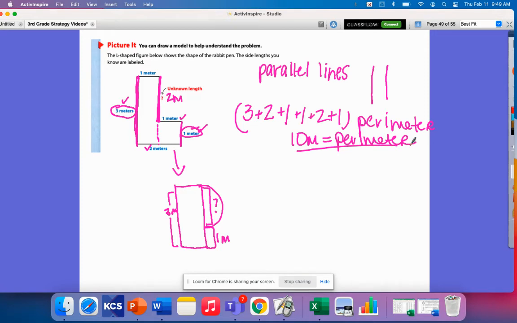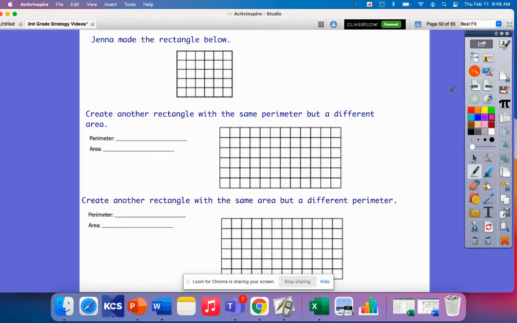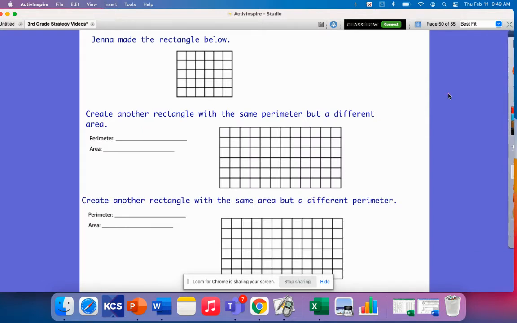Now let's connect what we know about perimeter and area, and let's put them together. You're going to come across some problems that ask you to make those connections between the perimeter and area of a figure and talk about what's similar and what's different about them. Our example problem says Jenna made the rectangle below. So let's talk about this rectangle right here.